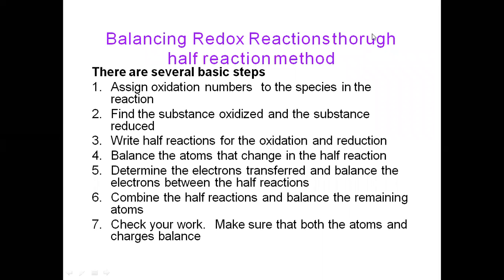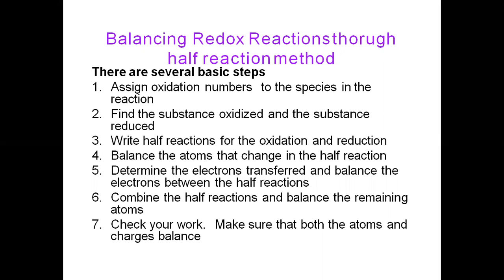So now, balancing of reactions through the half reaction method. There are so many methods. The first is the half reaction method. There are several steps. First, you have to write the balanced chemical equation. You have to balance the number of atoms, and then proceed further. So first, assign the oxidation number to the species in the reaction. Second, find the substance oxidized and the substance reduced. You have to find out which substance is oxidizing and which gets reduced.